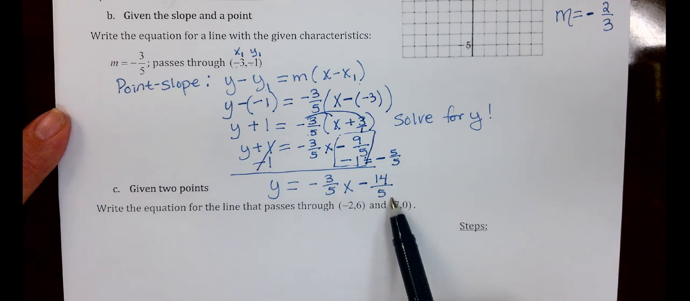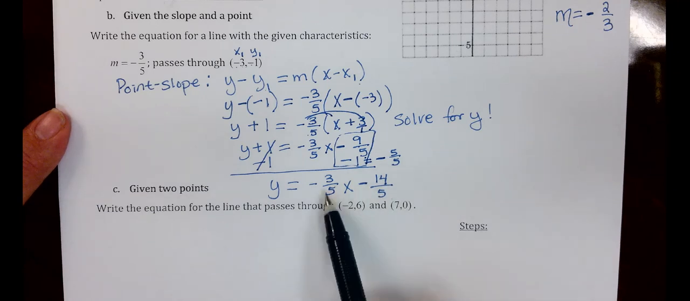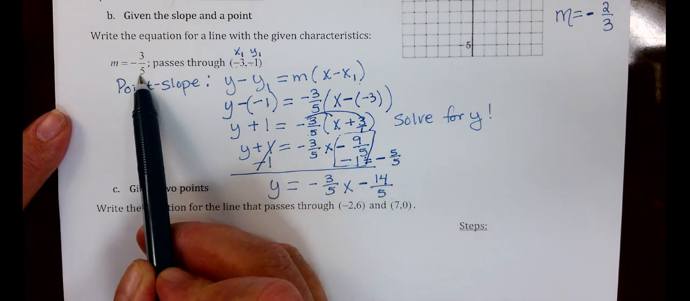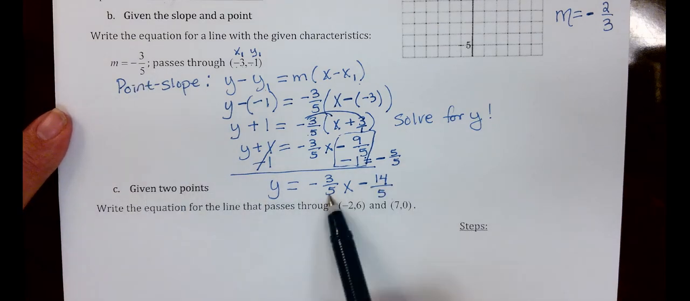A quick check, does our slope in the equation equal the slope we were given? So we had negative 3/5 given, negative 3/5 here. We definitely want to make sure that those match up, because if they don't, we've obviously done something wrong.